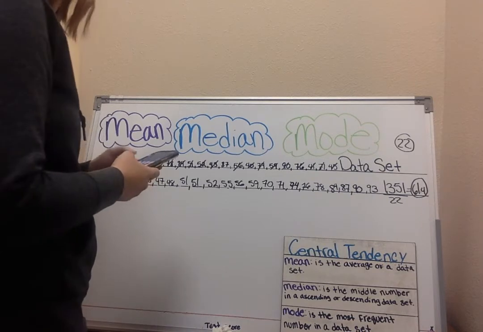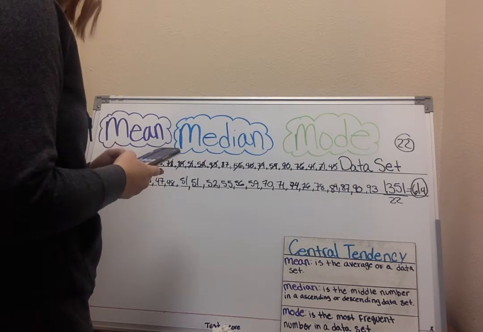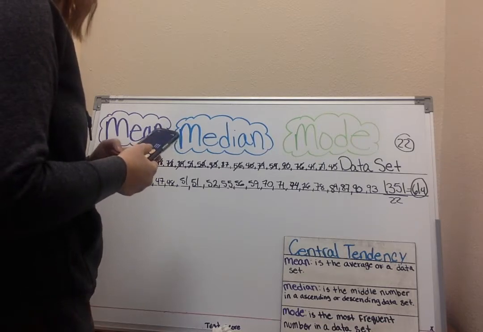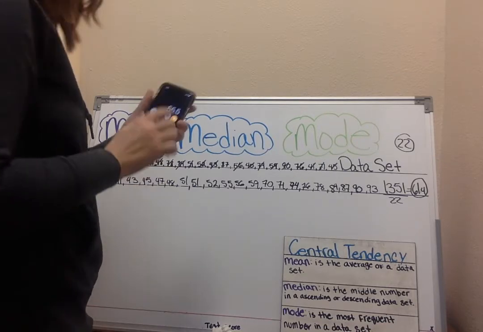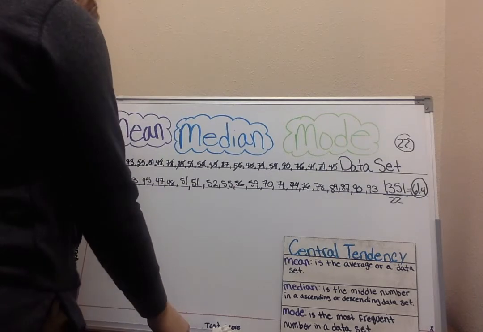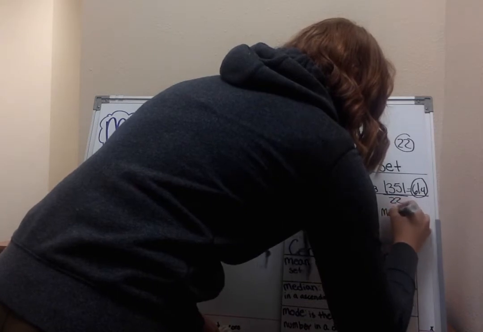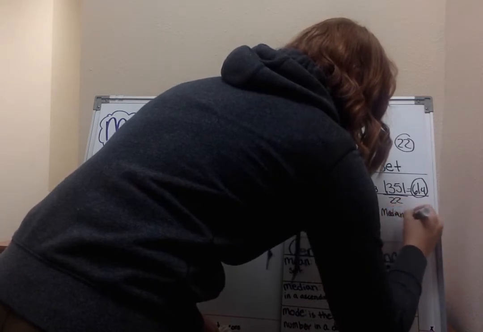So, we're going to go 55 plus 56 equals, divided by 2, 55.5. Median equals 55.5.